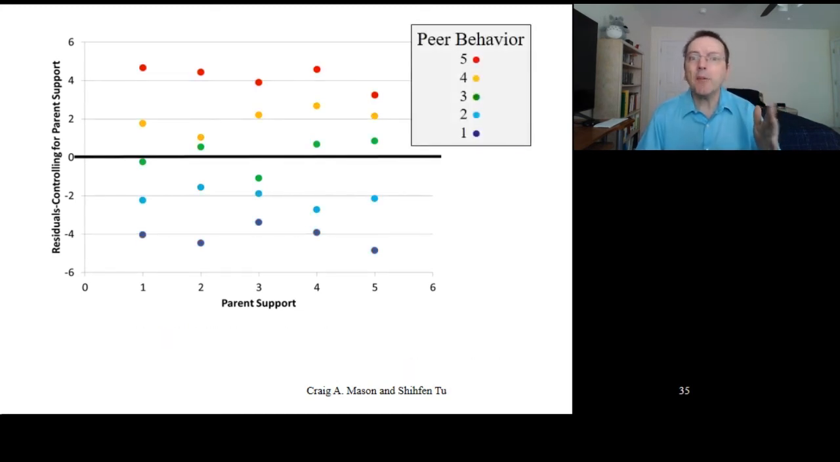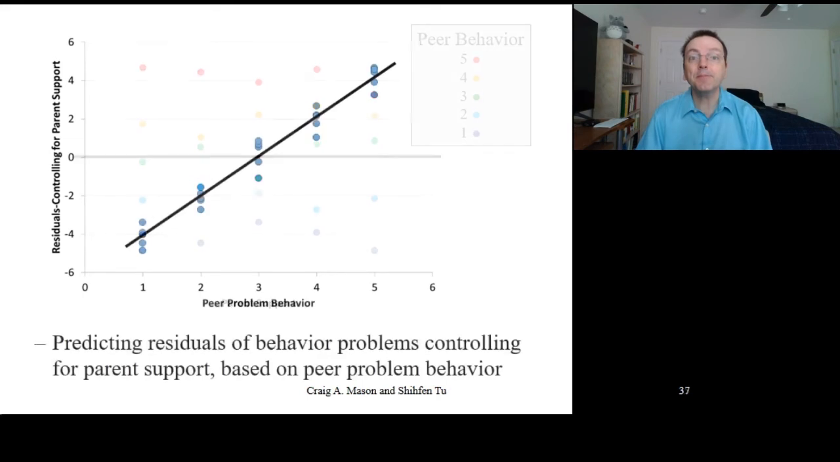As we already saw, the largest positive residuals had larger peer behavior scores, and the largest negative residuals had the lowest peer behavior scores. We'll now perform a new regression analysis with peer behavior as our predictor. But instead of using the original adolescent problem behavior scores, we'll use the residuals we calculated after controlling for parent support. Let's look at the results for that analysis.